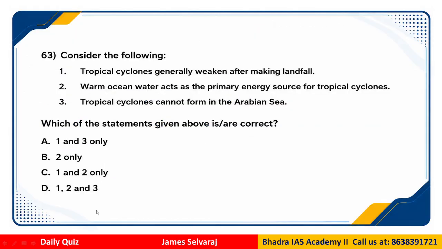Question number 63, also from geography. 1. Tropical cyclones generally weaken after making landfall. 2. Warm ocean water acts as the primary energy source for tropical cyclones. 3. Tropical cyclones cannot form in the Arabian Sea. So what do you think is the correct answer, right? So let us look at that. Your options are 1 and 3, 2 only, 1 and 2, 1, 2 and 3. So what could be the correct answer?